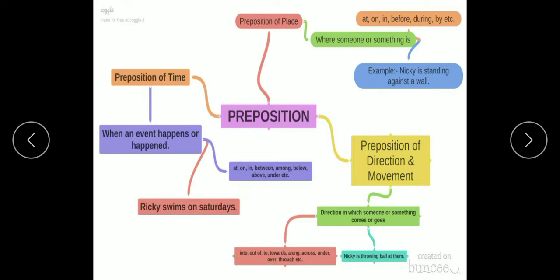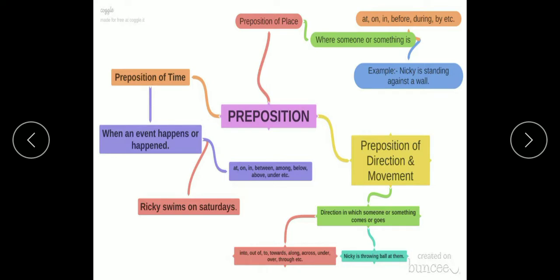For example, Nikki is standing against a wall. See here, standing and then against a wall. Here against is a preposition, a wall is a noun. So it is telling us the place where Nikki is standing. Right now this word against is telling us where Nikki is standing. She is standing against a wall. So it is telling us about the place. So it is preposition of place.